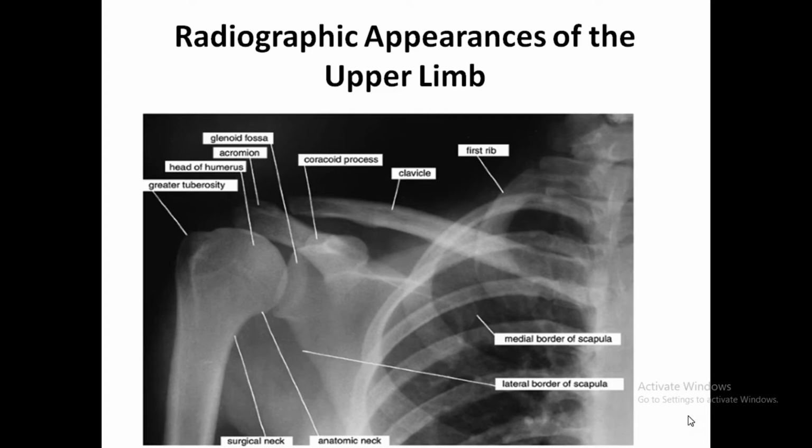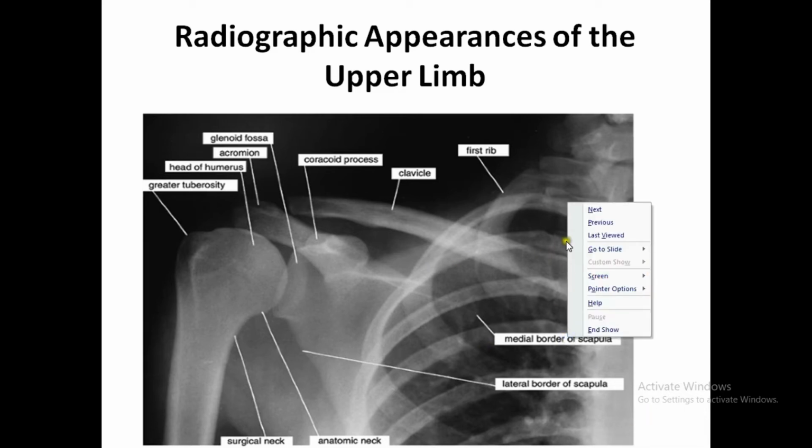Radiographic appearance of the upper limb. This is the anterior-posterior radiograph of the shoulder joint. So first of all, you could see the humerus. Since it is a shoulder joint, the shoulder joint is formed between the humerus and the scapula. So first of all, you could see the head of the humerus, then the greater tuberosity and the surgical as well as the anatomical neck of the humerus.